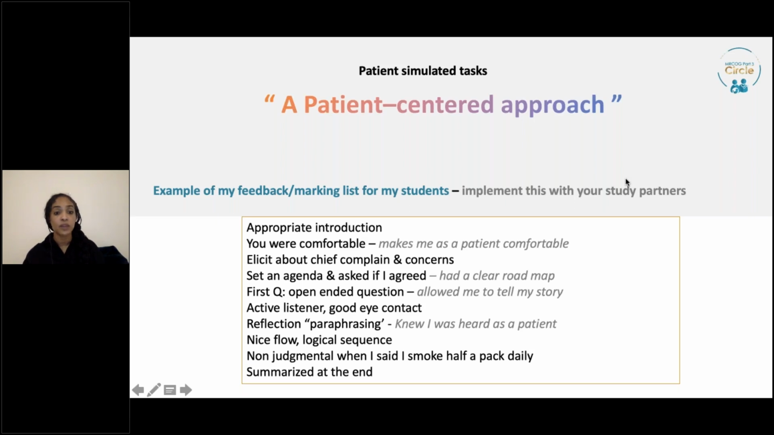Also, other aspects would be nice flow in terms of your wordings, logical sequence. So you started with result explanation, then you went to the management plan. In your management plan, you took one option after the other, ensuring that I understood in between. I can also tell you that you were non-judgmental when I said I had multiple sexual partners, or I work as a personal escort, or I smoke half a pack a day, or I am an alcoholic. You do not have to be judgmental at all. Just give gentle advice in terms of support available on the NHS, and then summarizing at the end.